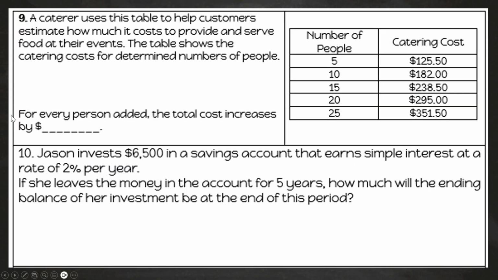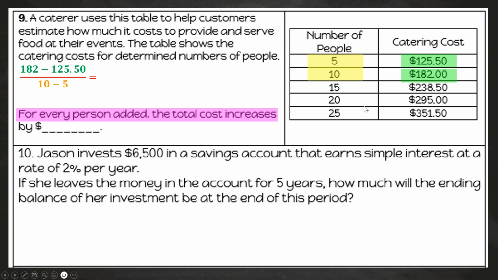Question number 9. A caterer uses the table to help customers estimate how much it costs to provide and serve food at their events. The table shows a catering cost for determined numbers of people. So for every person added, the total cost increases by what money? How much money? Well, all we have to do, again, is calculate the slope or the rate of change. So we're going to select 10 and 182, and we're going to select 5 and 125.5.